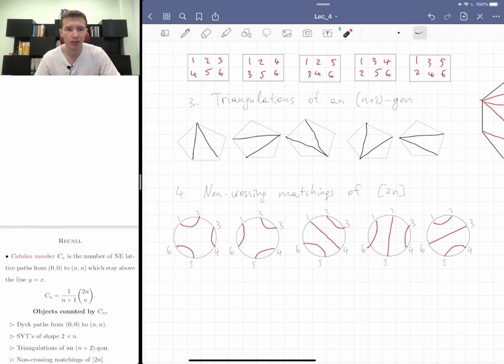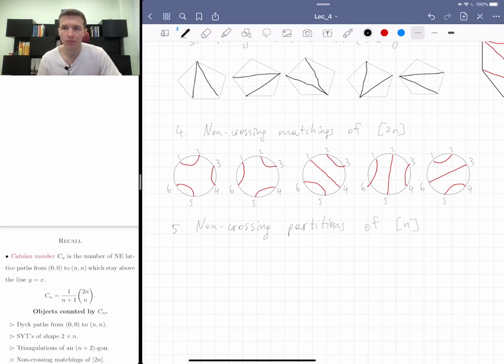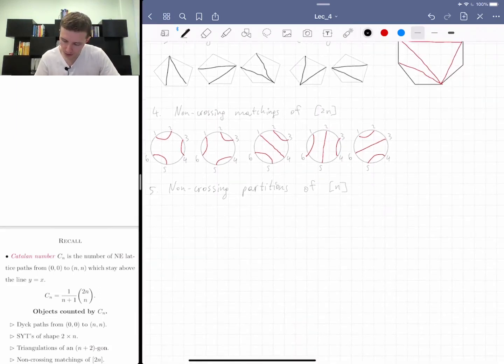Okay, the next one is going to be also another non-crossing object, which is non-crossing partitions of bracket n. So again, let me first try to draw a bigger example. Let's say n equals 10. So I put numbers 1, 2, 3, 4, 5, 6, 7, 8, 9, 10 on the circle.